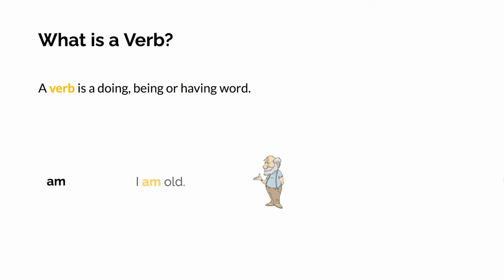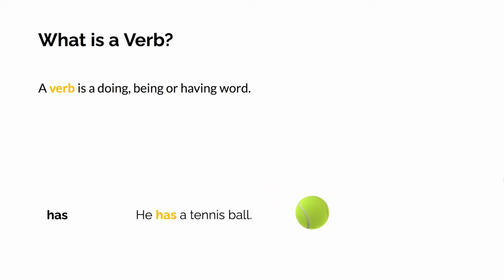Am. I am old. The second example shows us something that is being from the verb be. Has. He has a tennis ball. This last example shows us when something has something.